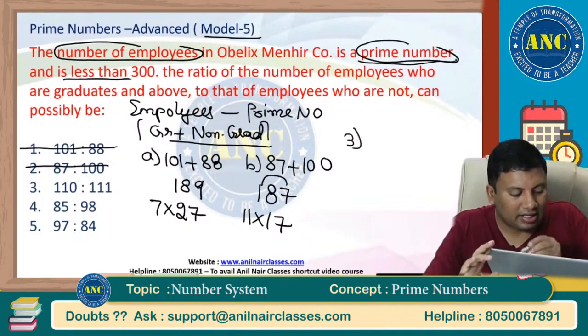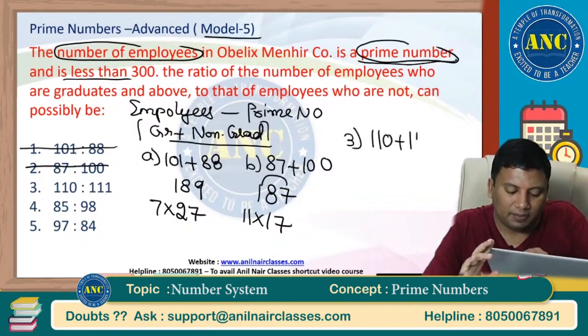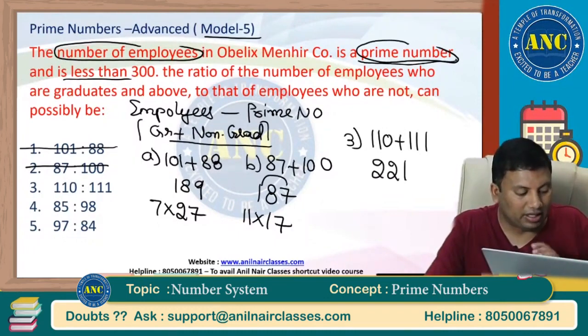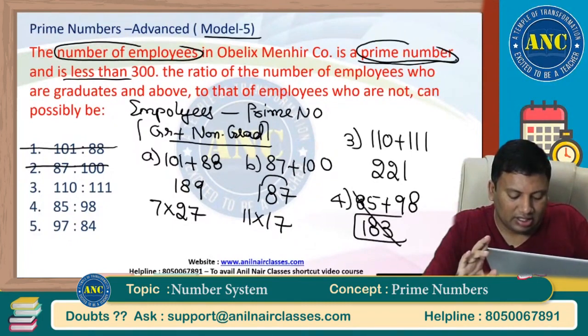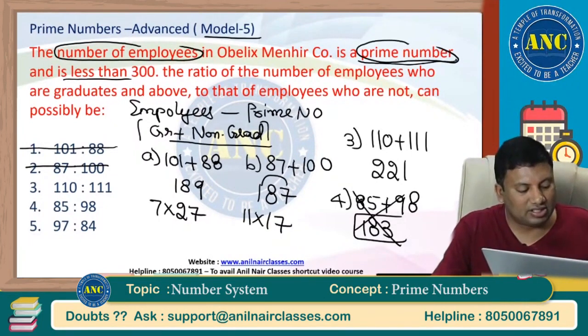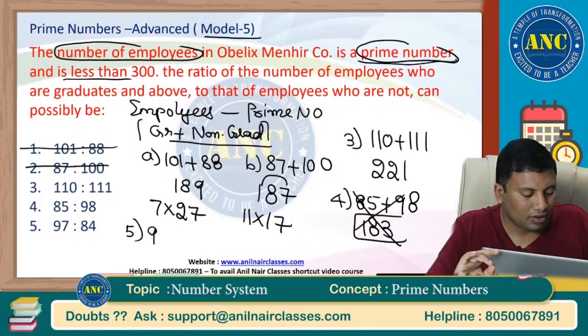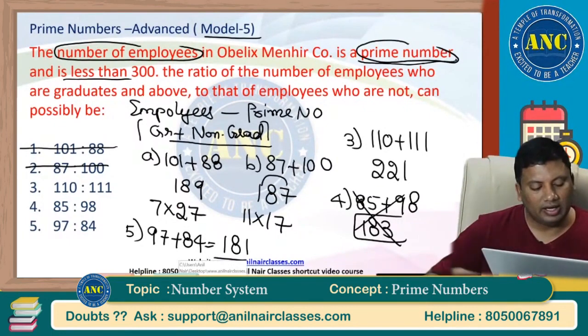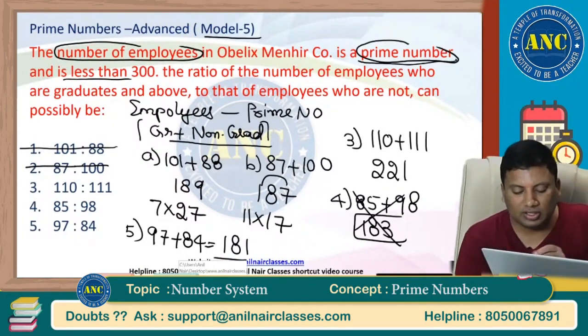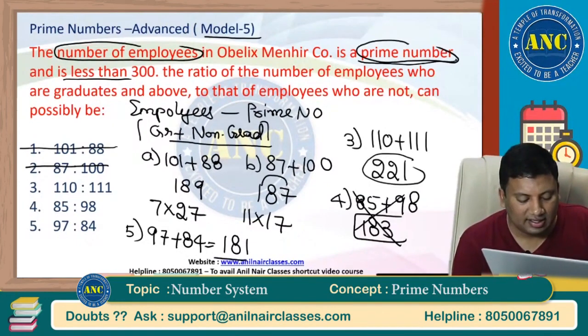Third one, 110 plus 111, which is 221. We will keep it aside. If we get 85 plus 98, that is 183, and 183 is divisible by 3, since the sum of the digits is divisible. Fifth one, 97 plus 84, which is nothing but 181. So we are stuck with two numbers, 181 and 221.